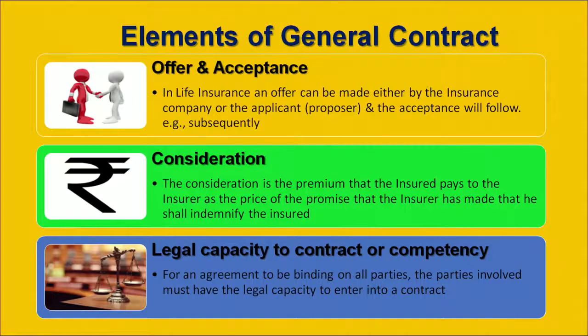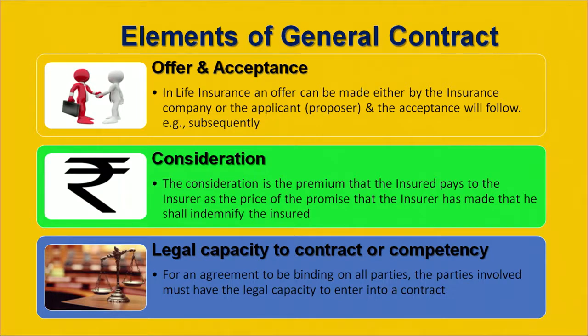The first peculiarity or the essential of an insurance contract would be offer and acceptance. So, what does it mean? In life insurance, there will be an offer which is made to the customer, or the customer making an offer to the insurance company, and the other party has to accept that offer.